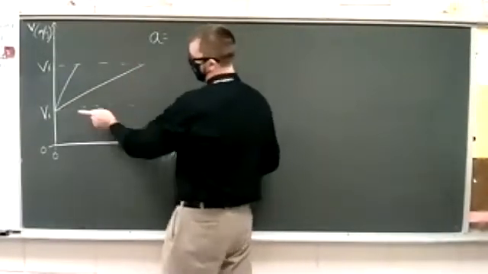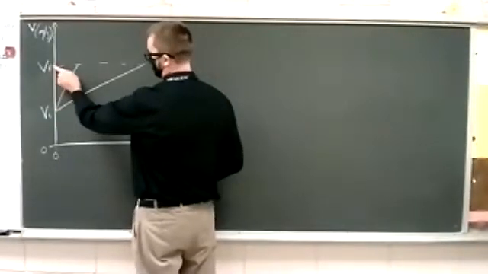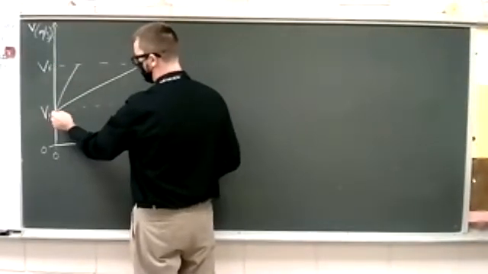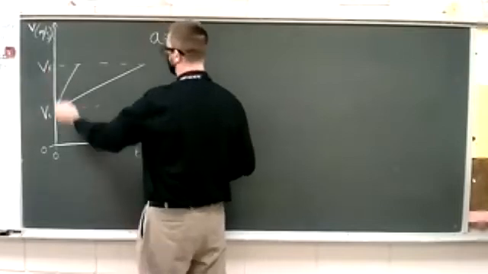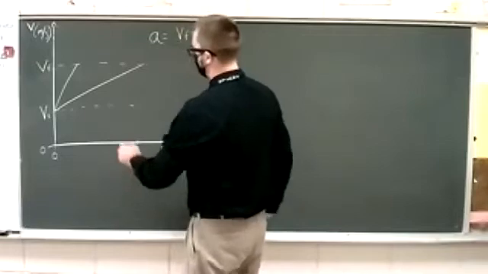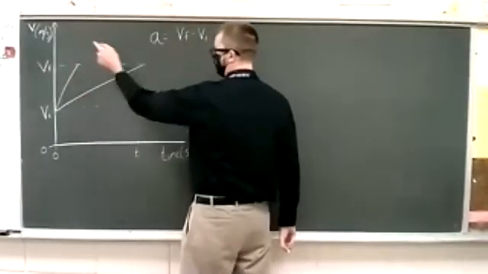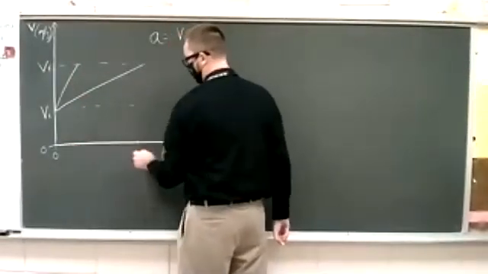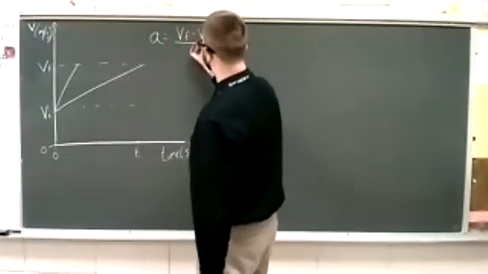So the rise is the difference in the y value. So from VF to VI, or increasing from VI to VF. So the difference between those would be VF minus VI. And we divide that by the run, right? So that's the rise over the run from 0 to t. So t minus 0 is just t.